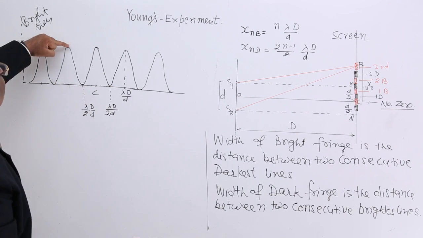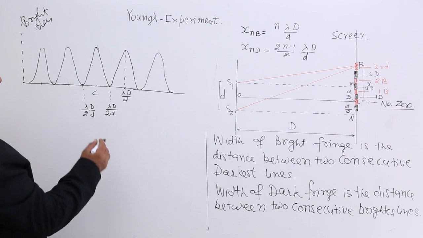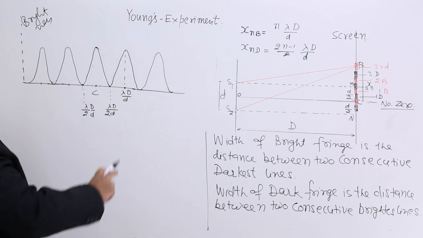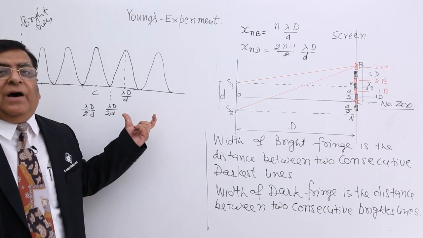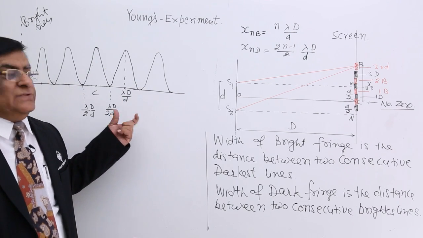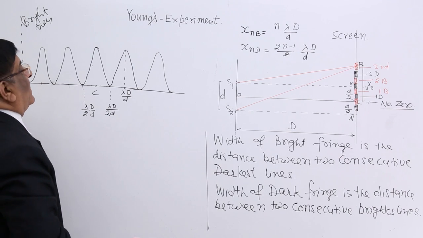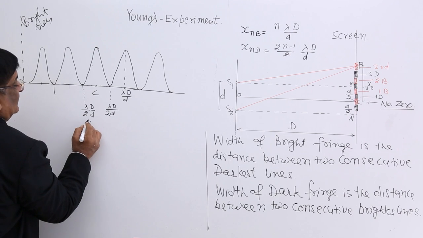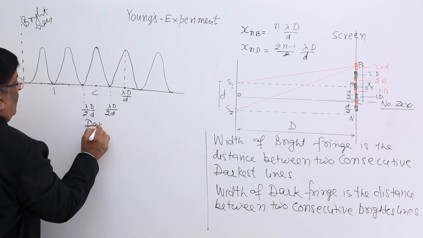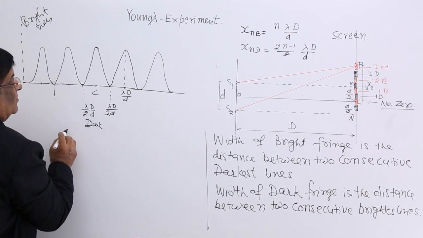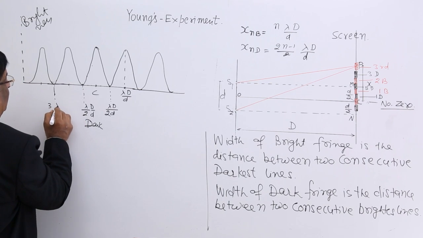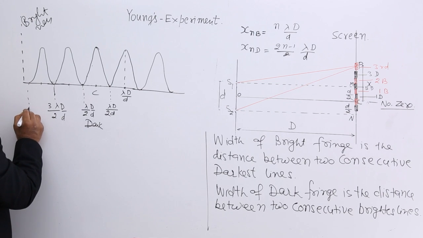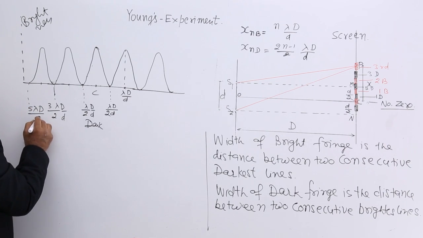These are all equal brightness, and these are all equal distances. So, this has become a symbol, a trademark for interference fringes. Now, brightness, and what is this point? Dark. This point is how much? 3 lambda by 2, D by d. This is 5 lambda D by d.